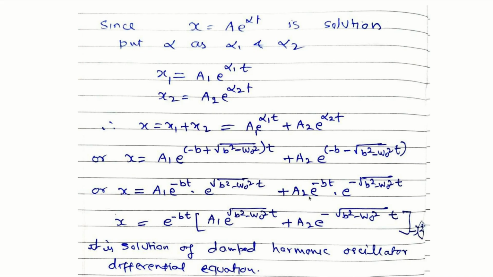So x will become equal to e raised to power minus bt, which is common here and here. In the first term e raised to power minus bt, in the second term e raised to power minus bt. So e raised to power minus bt can be taken common, and inside the bracket there will be a1 e raised to power under root of b square minus omega naught square t plus a2 e raised to power minus under root of b square minus omega naught square t. So it is the value of x. It is the solution of the given damped harmonic oscillator differential equation.